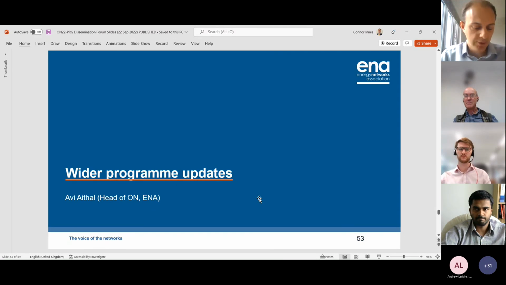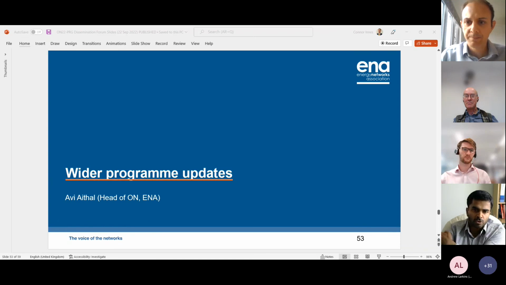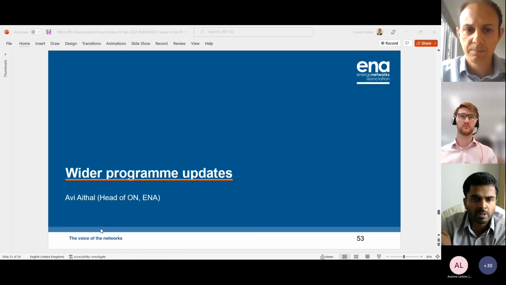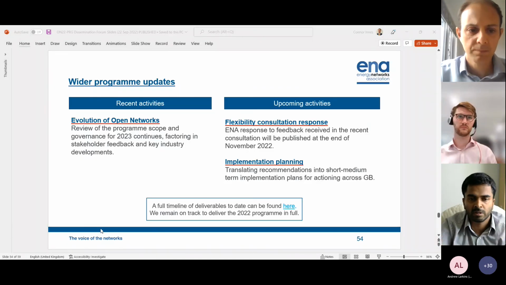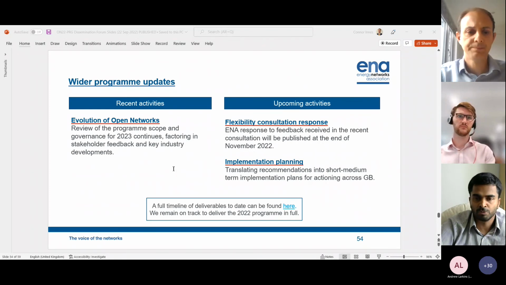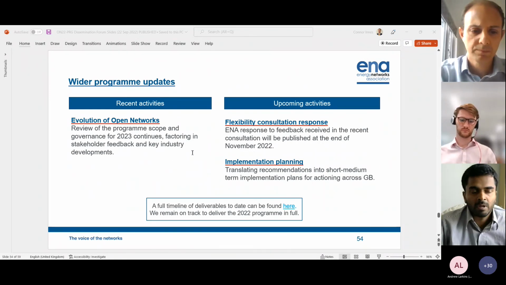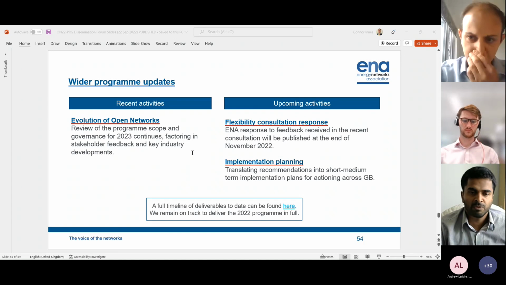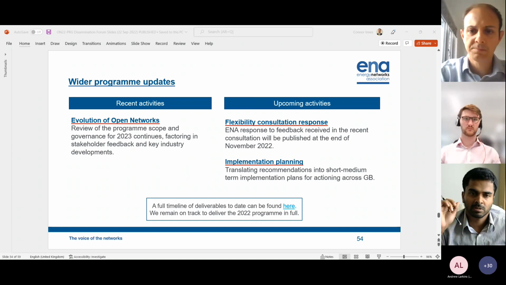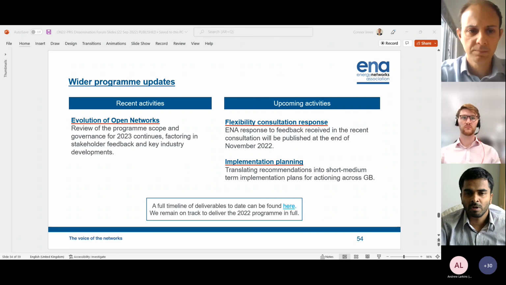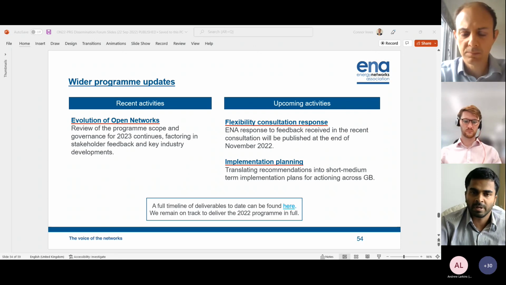And then we are over to Avi for the wider program updates. Avi, thank you so much. Connor's just going to be putting in the link for the tracker that I mentioned earlier. You should be able to access the document from there. Having gone through the individual detailed discussion on the products, this is a quick opportunity for me to flag some of the wider program updates.